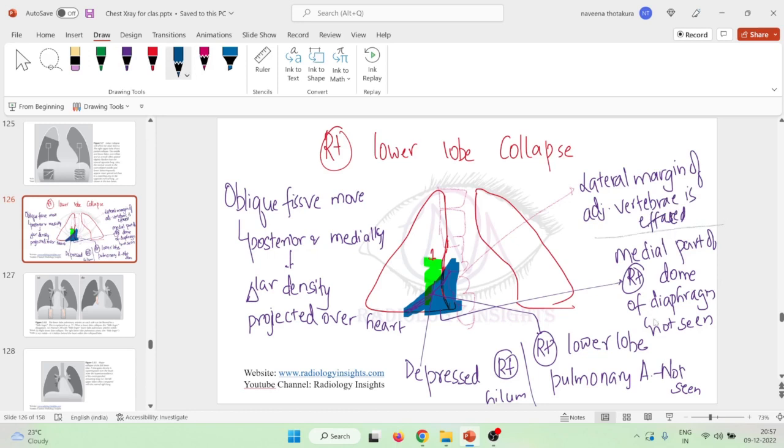So these are the main important things which you see. The oblique fissure is moved posteriorly and medially. There is a triangular density projecting over the heart. The depressed right hilum is seen. The right lower lobe pulmonary artery is not seen because it is obscured by this opacity. The lateral margin of the adjacent vertebrae is effaced, and the medial part of the right dome of diaphragm is also not seen. So this is what we see in right lower lobe collapse.